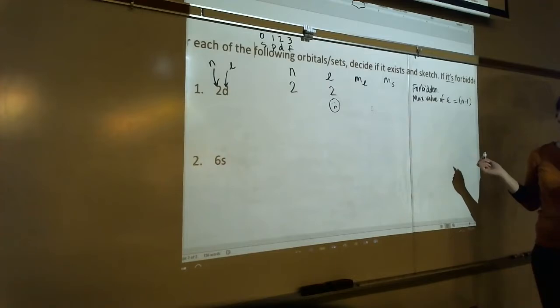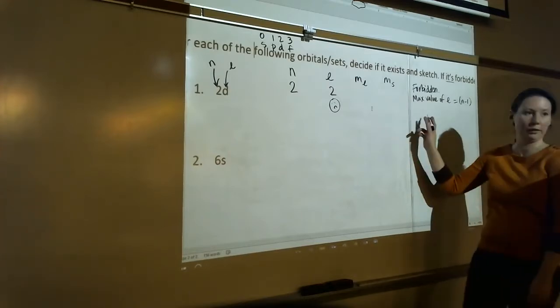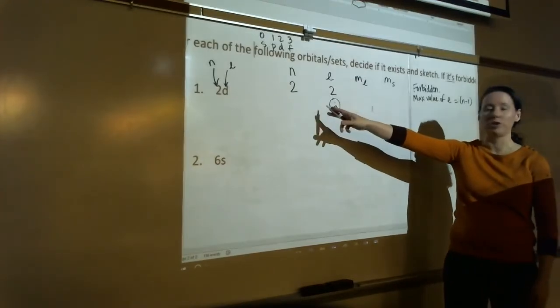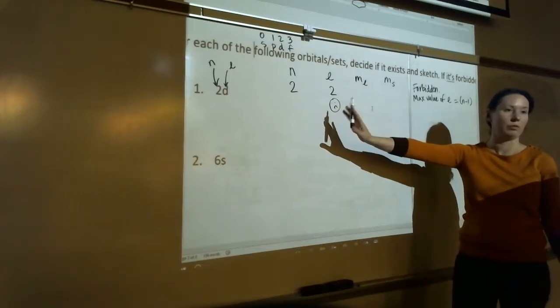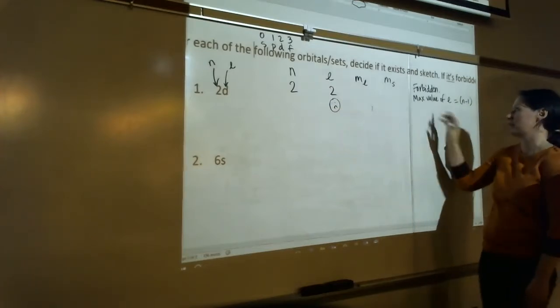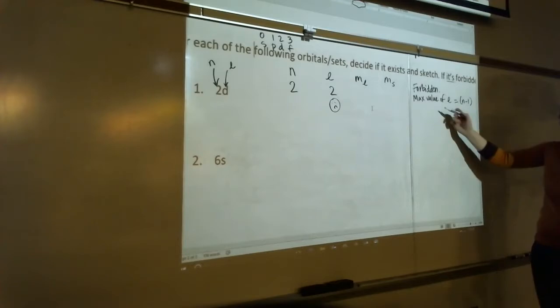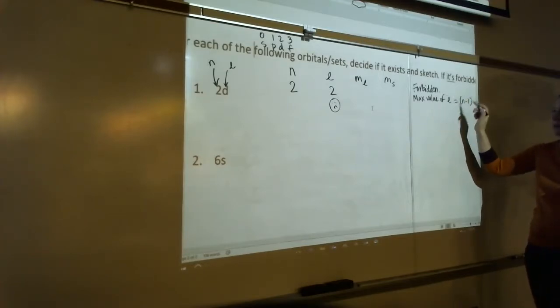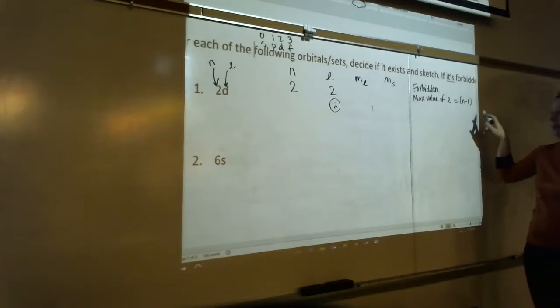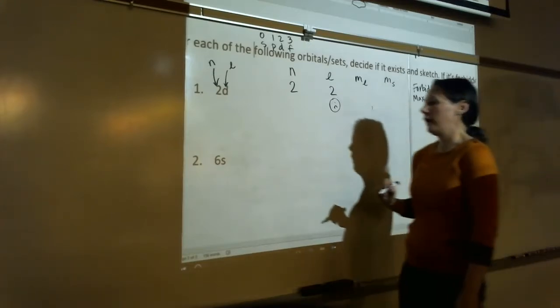So there's nothing left to do. You don't even need to keep going, because if these two values equal each other, then it's a forbidden combination. So no, it does not exist. If you wrote that as your answer on a test, that'd be perfectly acceptable. Say this orbital does not exist, max value of L cannot exceed N minus 1.